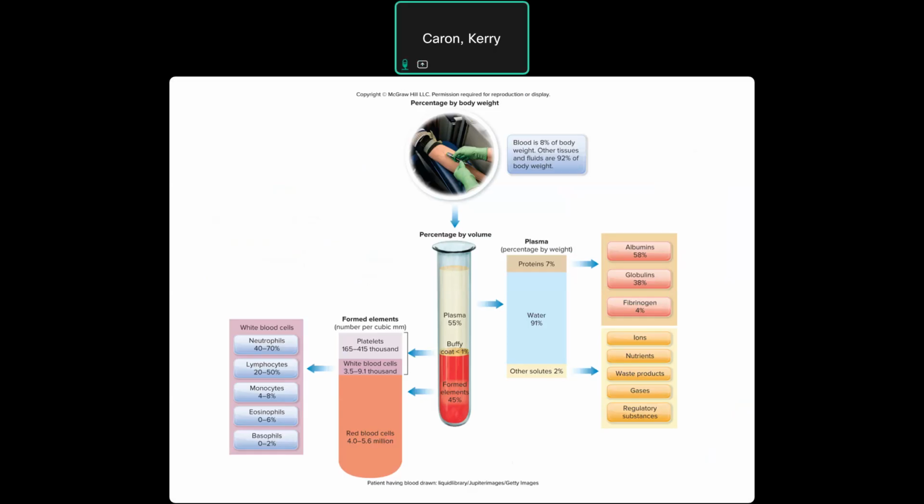As far as the formed elements, the remainder after the plasma, much of it is red blood cells. Then we have white blood cells. White blood cells consist of neutrophils, lymphocytes, monocytes, eosinophils, and basophils, and then platelets.